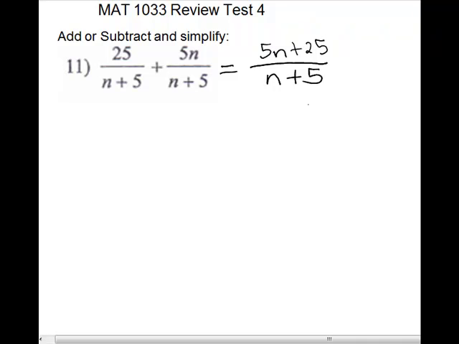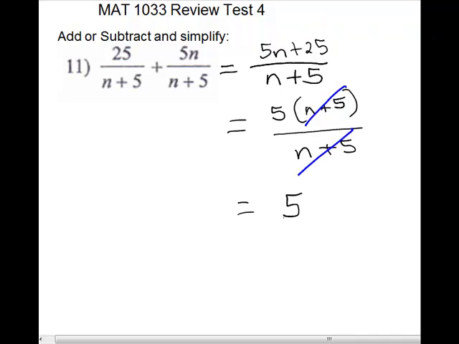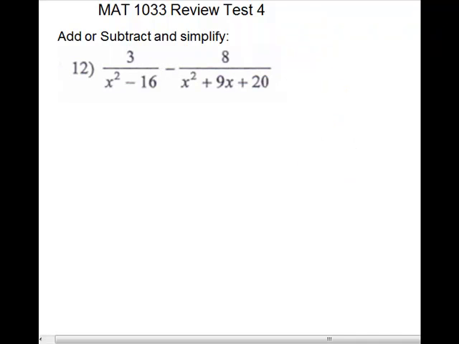We could try to factor to see if we can reduce. We can take a 5 out of the numerator, and that leaves n plus 5. And it will reduce with the denominator. So we can divide out the n plus 5, and it leaves us just 5 for our answer.